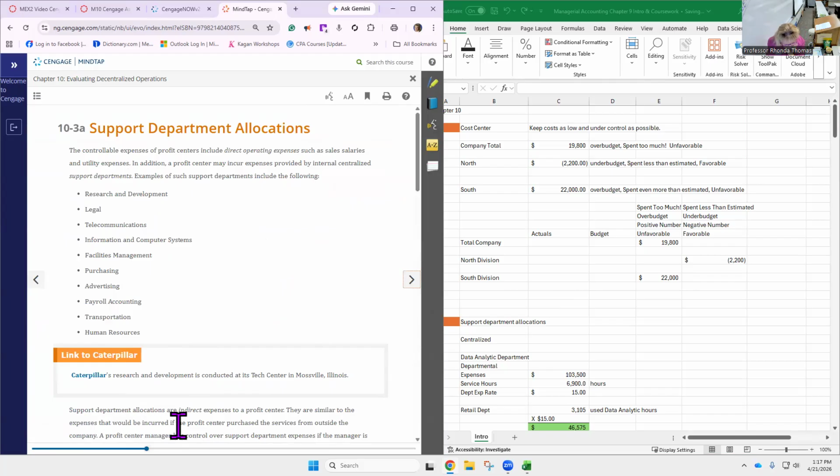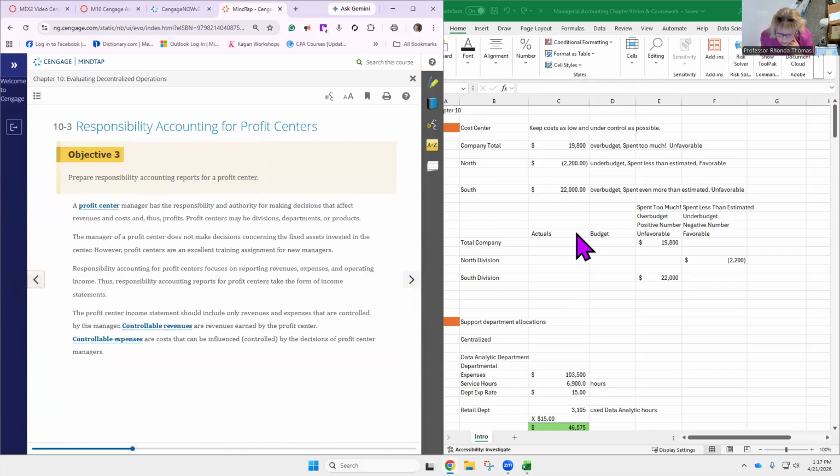Support department allocations are indirect expenses to a profit center. A profit center has the responsibility and authority for making decisions that affect revenues and costs, and thus the profits. So that's a little more than a cost center. Responsibility accounting for profit centers focuses on reporting revenues, expenses, and operating income. Thus, responsibility accounting reports for profit centers take the form of income statements, okay?